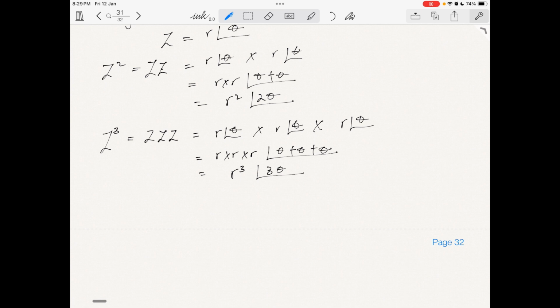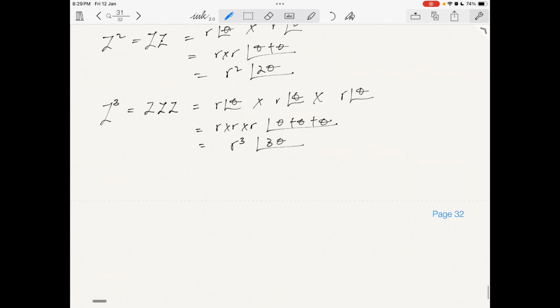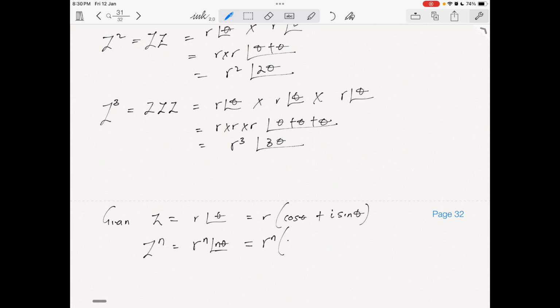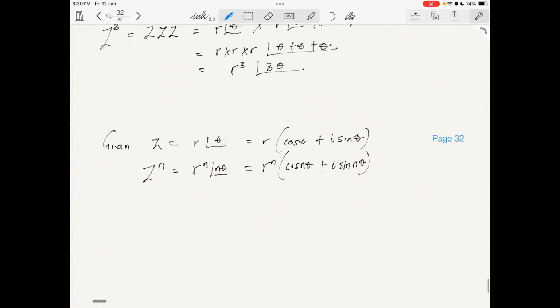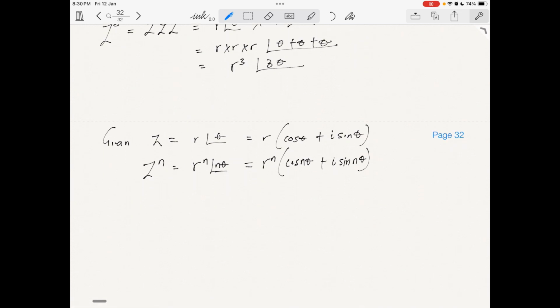So considering this, we can now come to a conclusion that given z is equal to r argument theta, which can also be written as r into cos theta plus i sine theta, we can say z raised to power n is equal to r raised to power n argument n theta, which is equal to r raised to power n into cos n theta plus i sine n theta. Good.